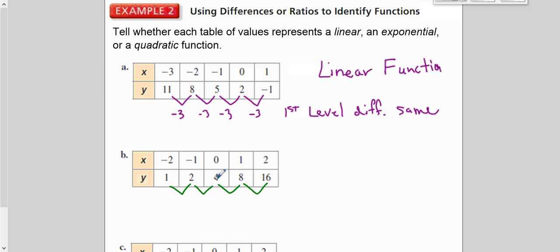1, 2, 4, 8, and 16. Do you notice a pattern here? See, the pattern in the last one is it was going down by 3 each time. What's the pattern here? If you take the previous number and multiply by 2, you'll get the next number. So times 2, times 2, times 2. So the ones that multiply to get to the next number, those are exponential functions.